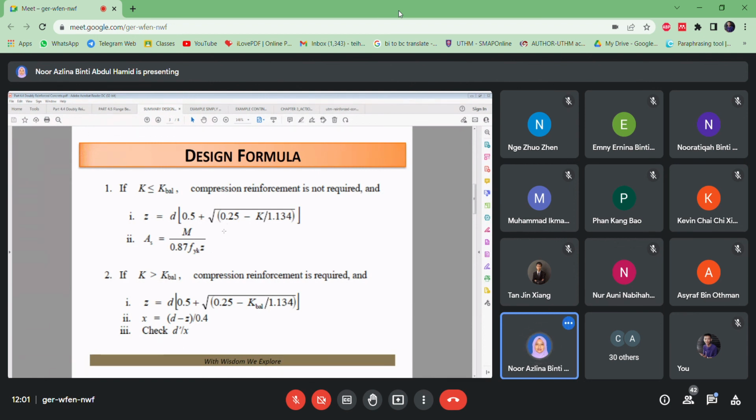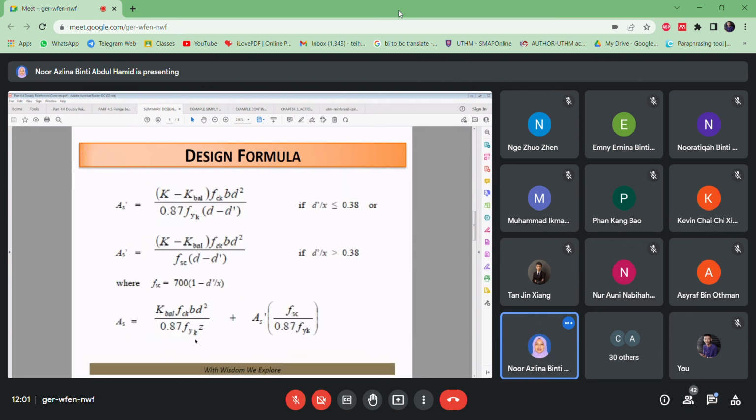For the X divided by D. Kalau ada D prime, you need to do the checking. D prime divided by X should be less than 0.38. So ada dua conditions here, either more than 0.38 or less than 0.38 here. Okay. Alright, so AS, so this is all the equation for AS.